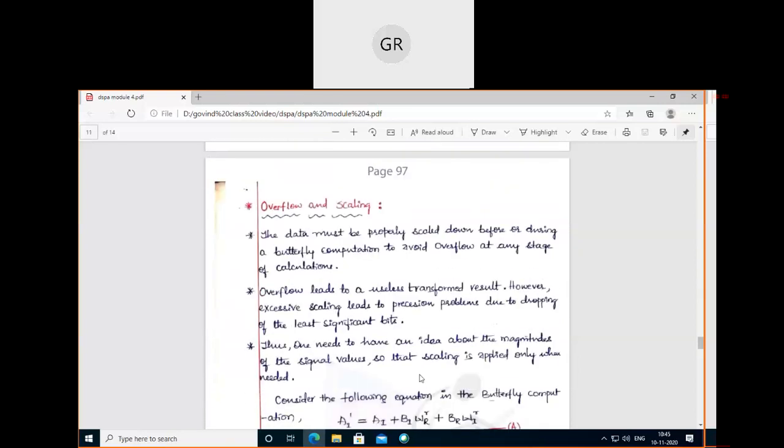Next one is overflow and scaling. What do you mean by overflow? For example, consider an accumulator which holds only 32 bits. If it exceeds 32 bits, what will happen? Overflow occurs. To avoid the overflow, we can do the scaling.